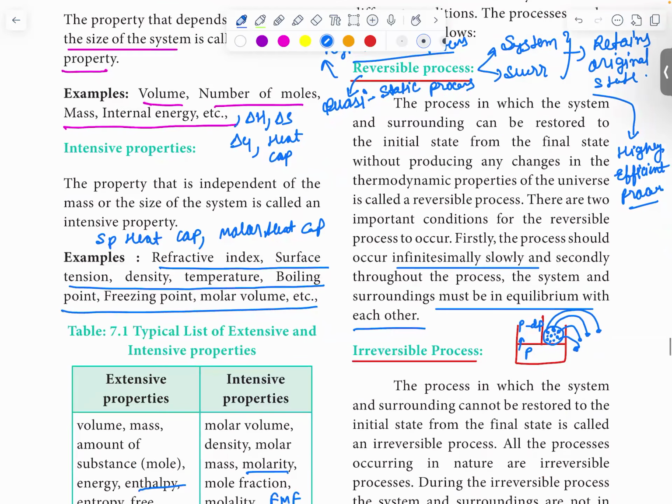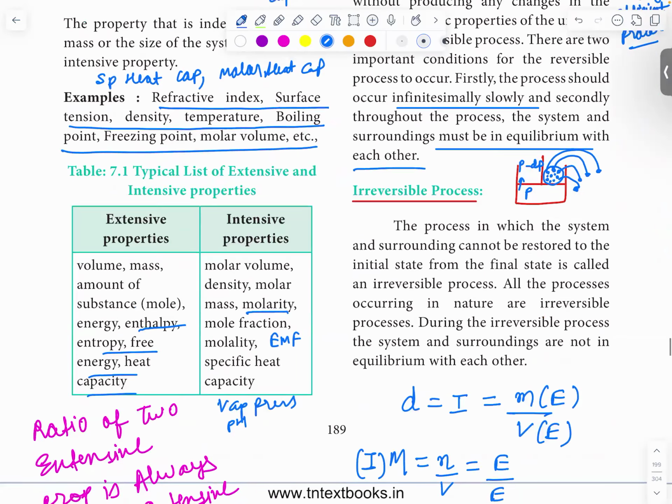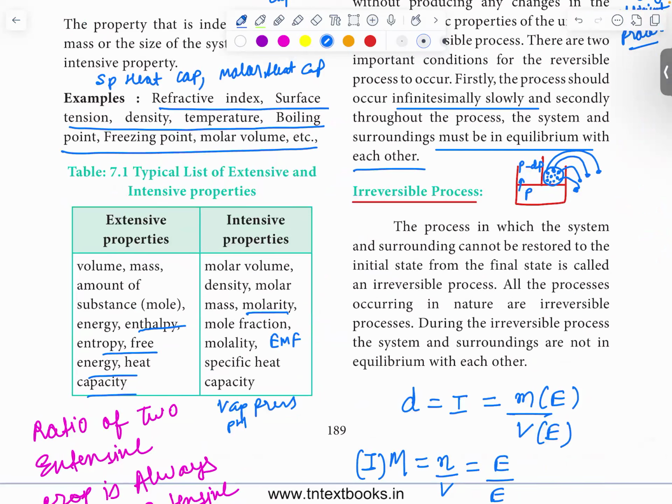The rest is the irreversible process. In an irreversible process, the system and surrounding cannot be restored to the initial state from the final state. Because if the system is restored to the initial state, like when you press a bottle and release the pressure, the system regains its initial state. But we will prove at a later stage that the system and surrounding do not regain the original state simultaneously.